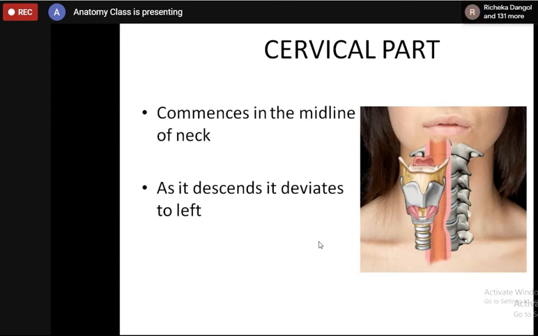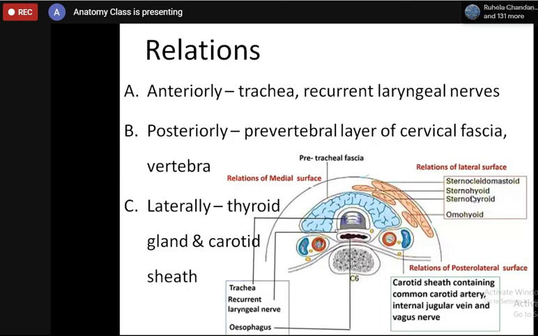The cervical part of esophagus is a small portion measuring about 4 centimeter in length, and it commences in the midline of the neck. As it descends, it slightly deviates to the left side of the body. So the cervical part lies within the neck region, and let's see the structures related to it in this diagram.